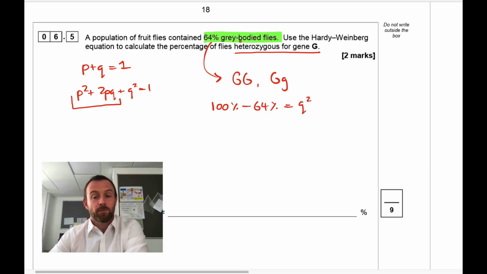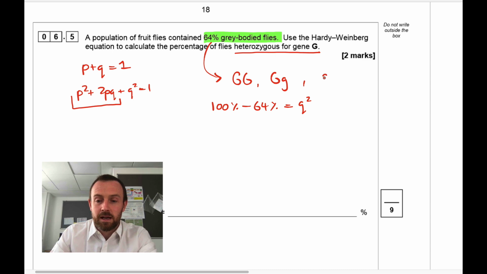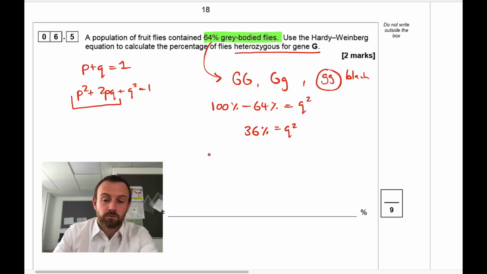Okay, so what we do know is who is going to be little g, okay? The little g, black flies, we know the percentage of black flies is 100 minus 64, which is going to equal 36%. That equals Q squared, okay, which is the black flies. So therefore, Q is equal to the square root of 0.36, which is actually 0.6, yeah, that's right.